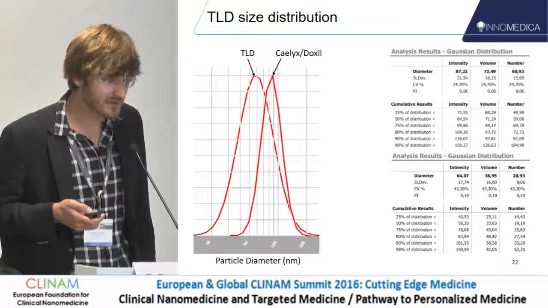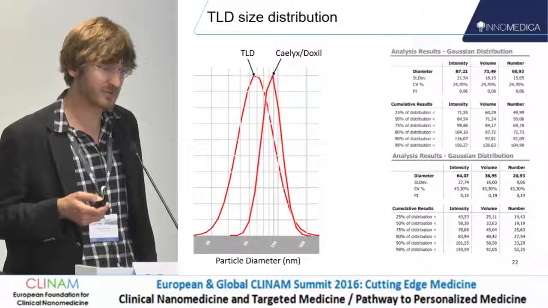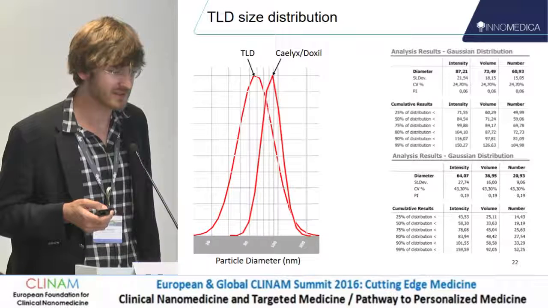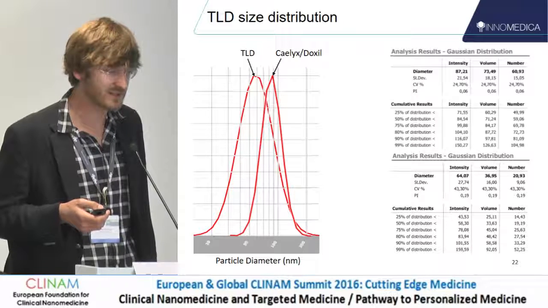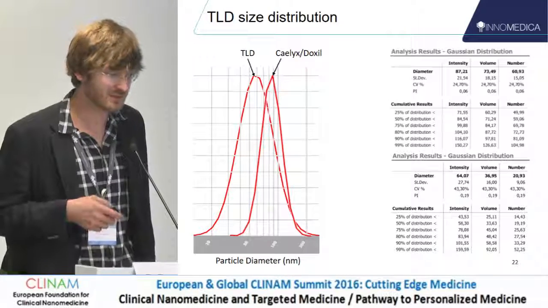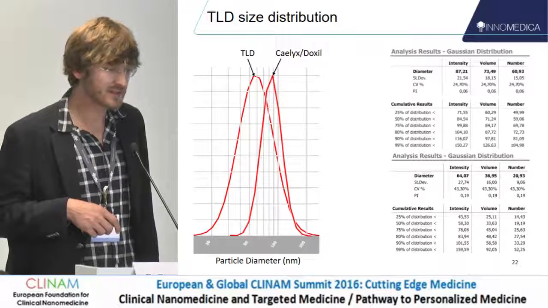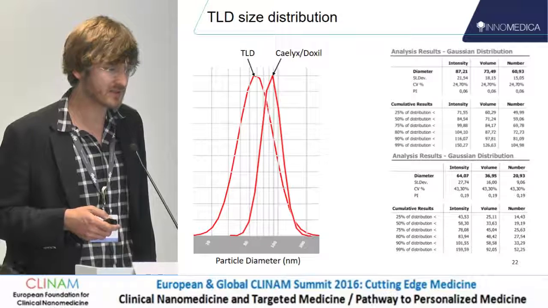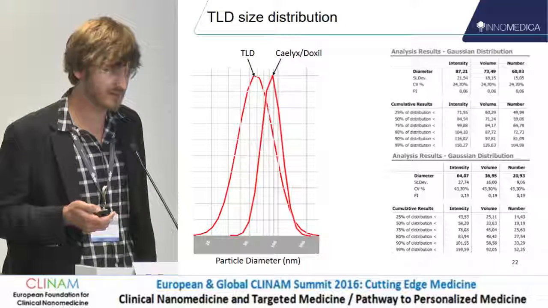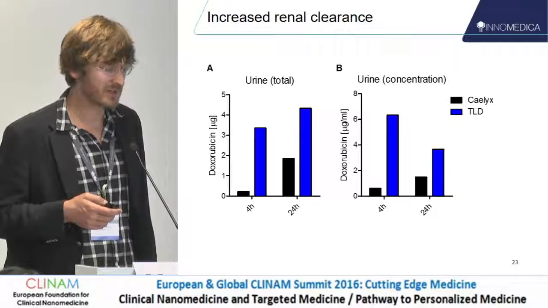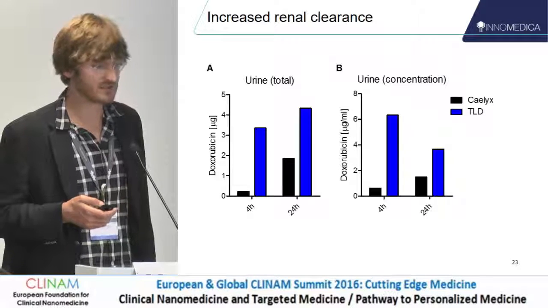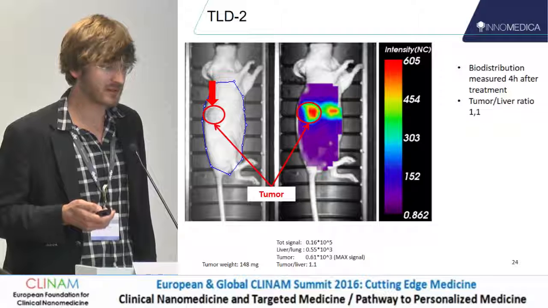Just as a side remark, the TLD formulation we manufactured amongst the surface modifications is slightly smaller in size than commercially extruded vesicles. It's around 60 nanometers, whereas the extruded ones are rather around 100, and this might have an impact on what we found as renal clearance, which is quite elevated for this particle.